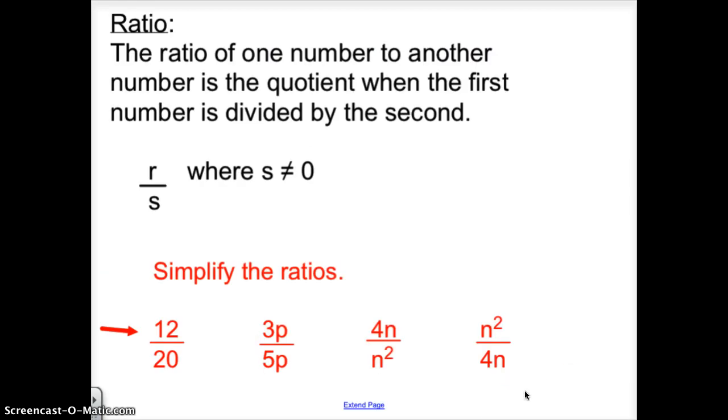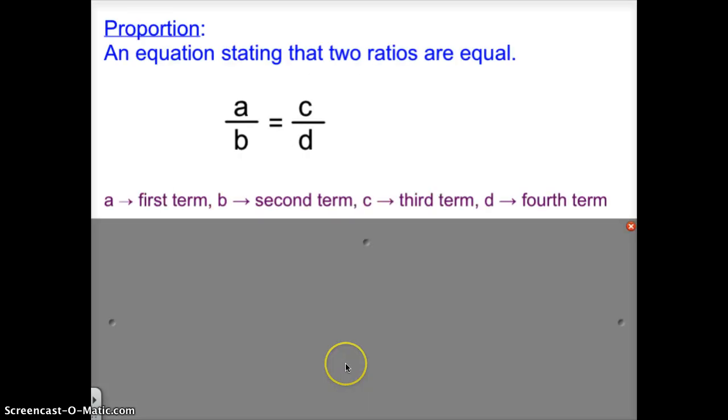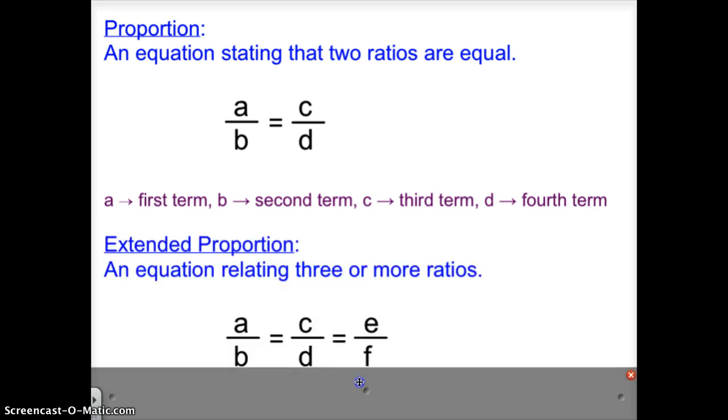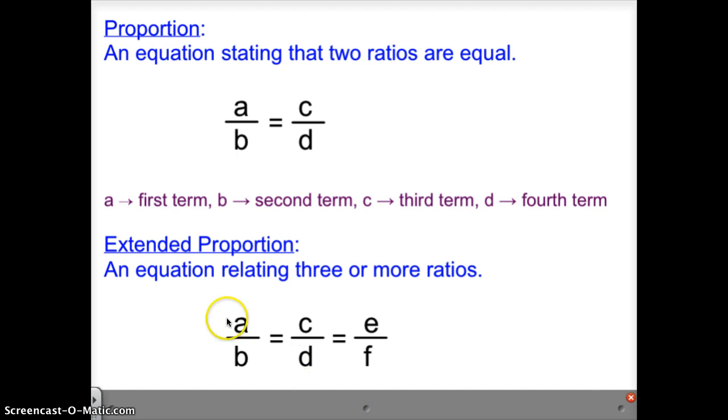Take a second right now and answer questions 1 through 7 by simplifying each ratio and writing it in simplest form. So a proportion is simply two ratios that are equal, where A and B are the first and second terms in the first ratio. The third term of the proportion is letter C, and the fourth term is D. We can extend that out all the way as long as we know that the ratios of A to B, C to D, E to F, and so on are all congruent. So we can extend a proportion further than just two simplified ratios.